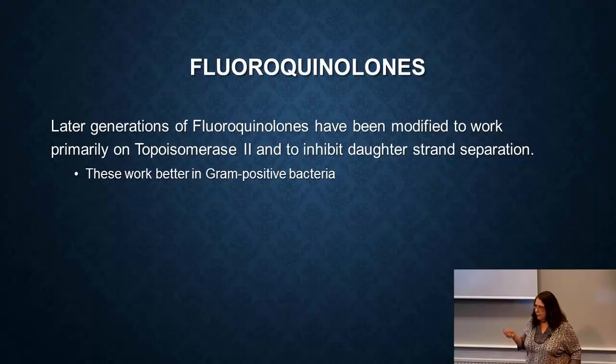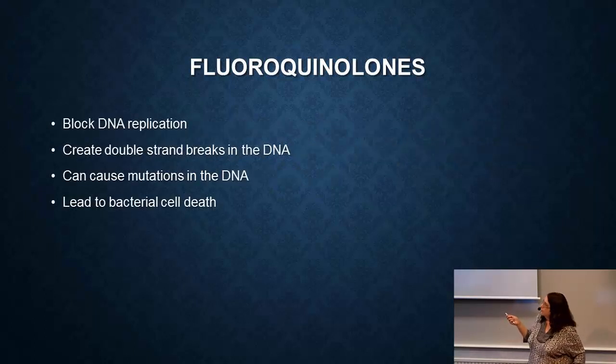So the result on the bacteria of treating with fluoroquinolones is the following. You block DNA replication. You create double-strand breaks in the DNA. It can also cause mutations. If the cell tries to fix the problem, it usually does it wrongly, or it often does it wrongly. And it ultimately leads to bacterial cell death.